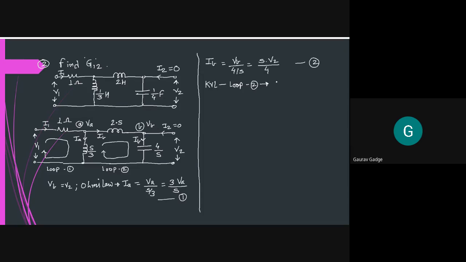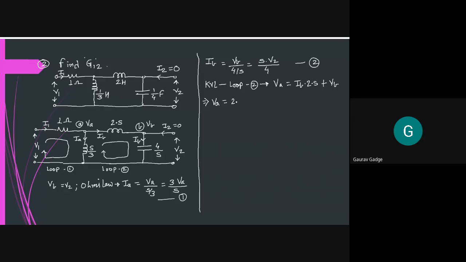So you can write it as VA is equal to IB into 2S plus VB. Now put the values. VA is equal to, the value of IB can be written from equation 2, so S V2 upon 4.